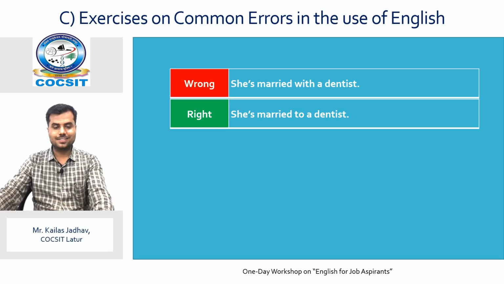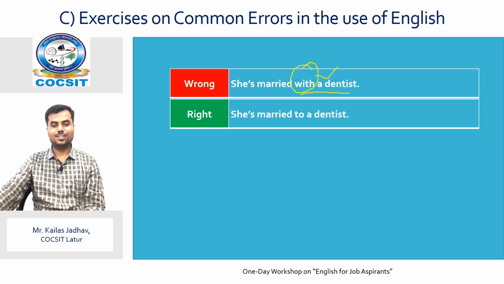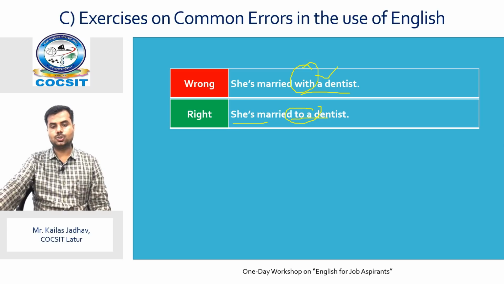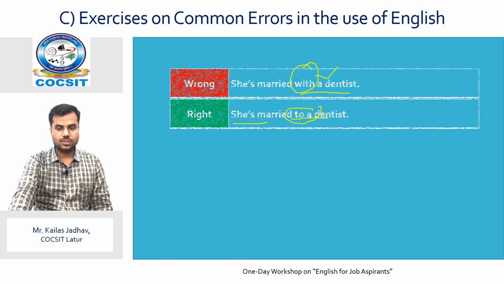What is the error? This is related to the preposition. It is mother tongue influence. In Marathi we say तिचे लग्न त्याच्यासोबत झालेले. So with is basically used. Instead of with you can go with to. That is what English uses. She is married to a dentist. So that is the correct version.